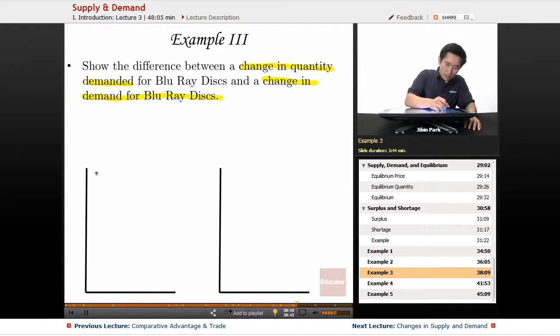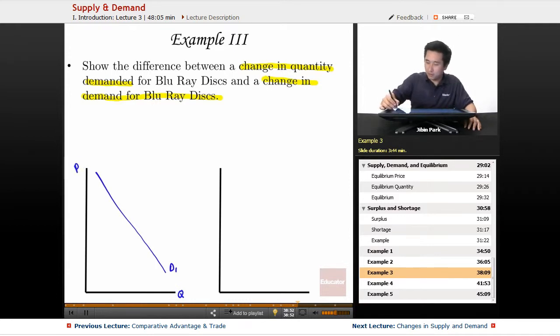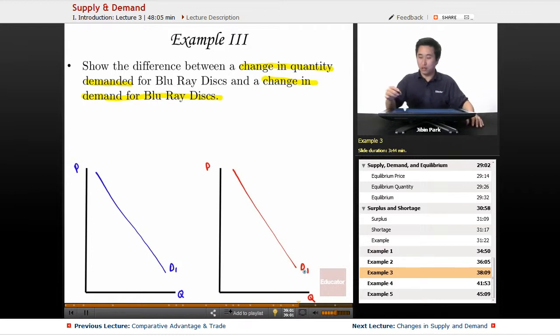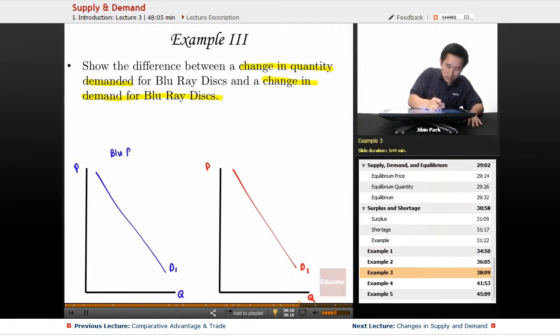So for a demand curve here we'll just draw the demand curve. So this is price here and quantity, and same thing here. You have the y-axis being price and the quantity being the x-axis here, and let's label this as D1 here. Now this is a change in quantity demanded for Blu-ray discs. So the market here for both of these guys is Blu-ray discs. So this is Blu-ray discs right here, and you have Blu-ray discs here.